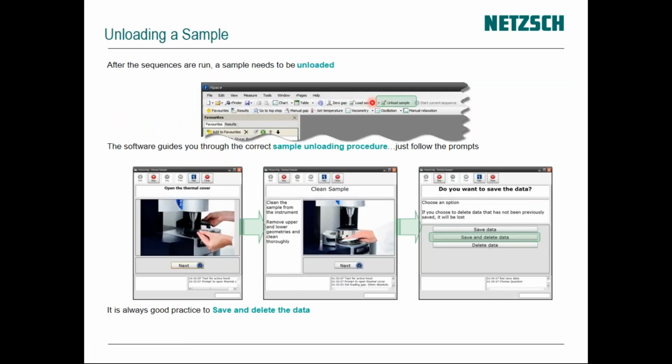So unloading the sample, just click unload. It will ask you to uncover the covers, and then it will open up the hood, and then it will ask you to wipe it off. And there's a picture of somebody wiping it. And if the sample is really glued on, obviously, then you just eject the top plate and then wipe it off, outside of the instrument somewhere. And then it will ask you if you want to save or save and delete, or just delete the data.